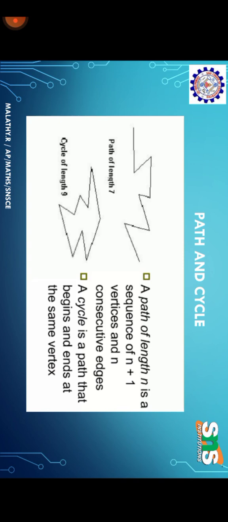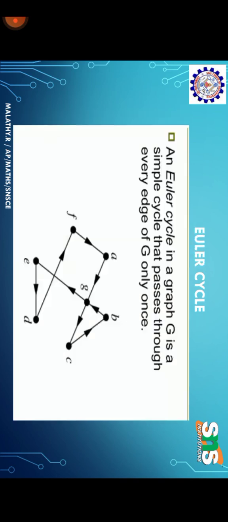In this graph we have a path with 7 edges. See: 1, 2, 3, 4, 5, 6, 7. 7 edges we have, so the length of the path is 7. For the next graph we have 9 edges, so we can say this is a cycle of length 9.